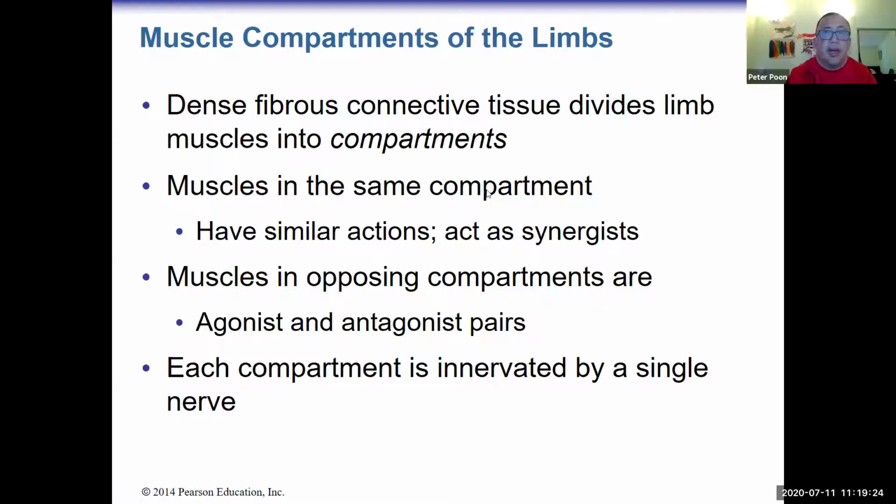The limbs are slightly different because you have dense fibrous tissue dividing the limb muscles into compartments. The muscles in the same compartment will have similar actions and act as synergists to each other usually. The muscles in opposite compartments are going to be antagonists.